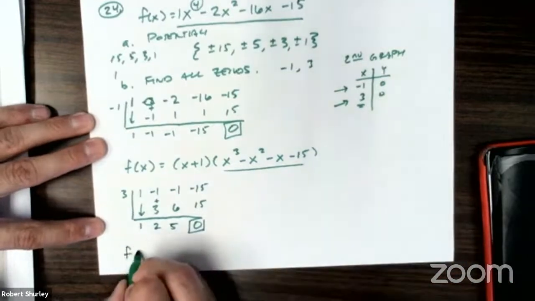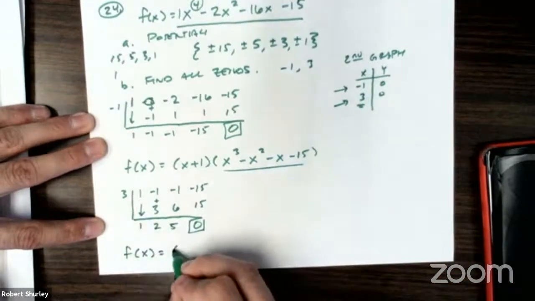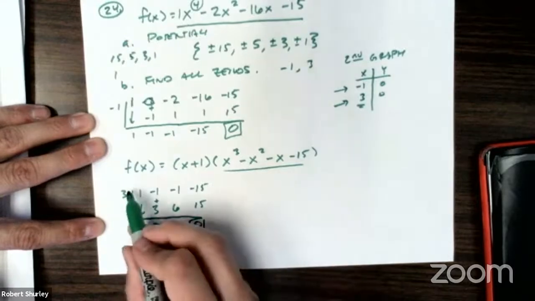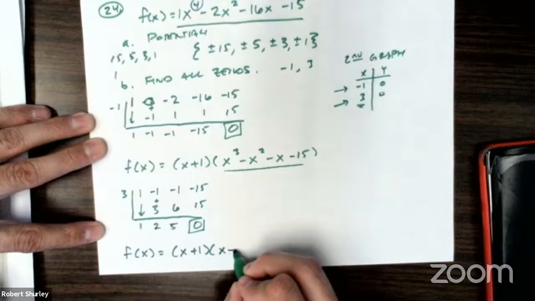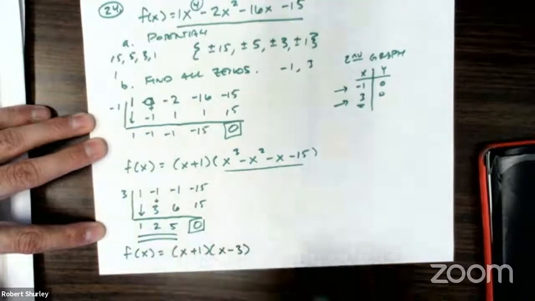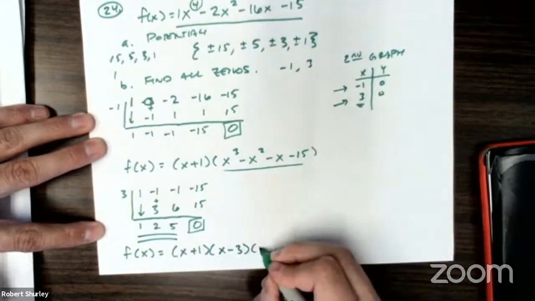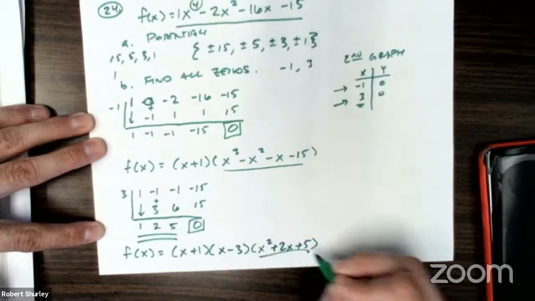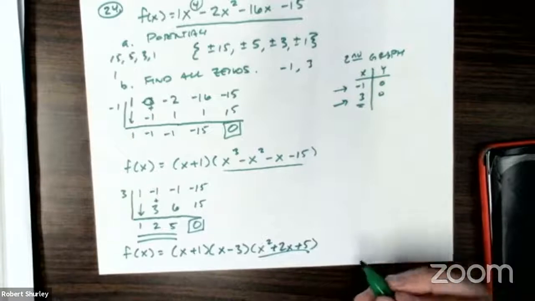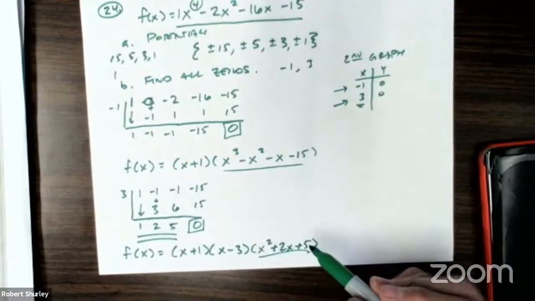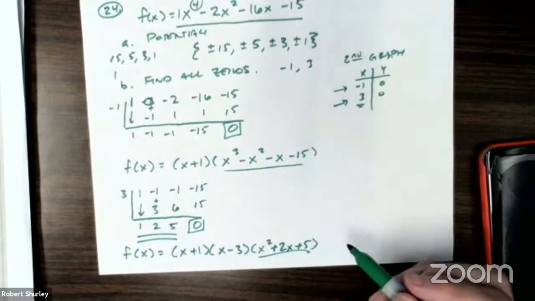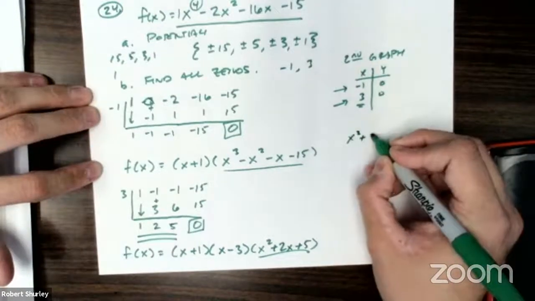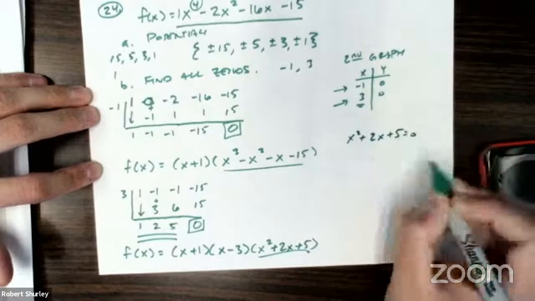Great. So now what we have, we already brought out the -1, so x plus 1 is the factor. Now if 3 is the 0, it's x minus 3. But what we have left over is x squared plus 2x plus 5. We've got a quadratic. We can solve the last two now because we have a quadratic formula, okay? So I'm going to do that. So x squared plus 2x plus 5 equals 0.